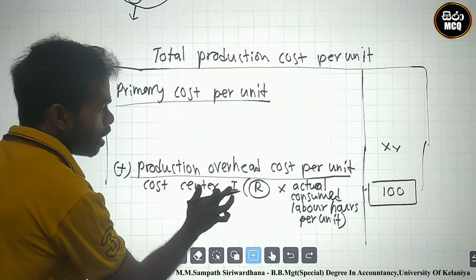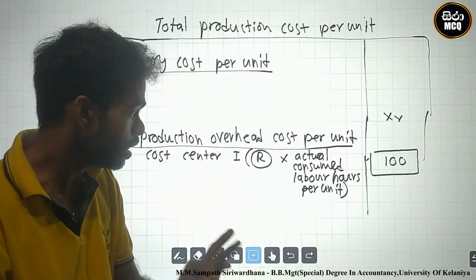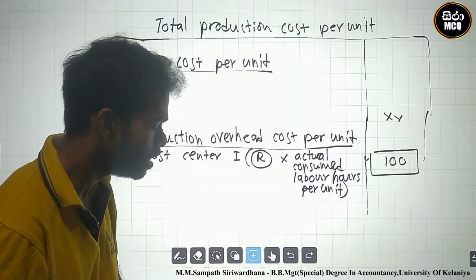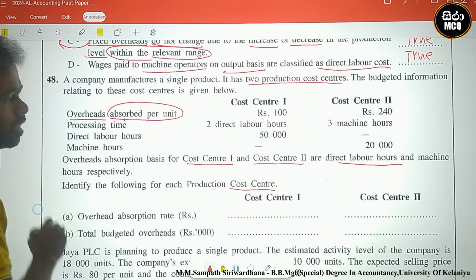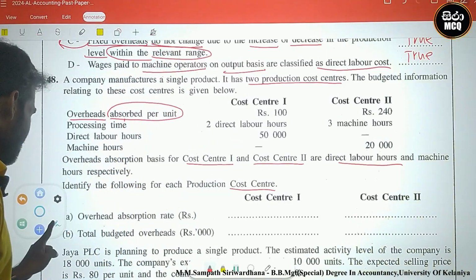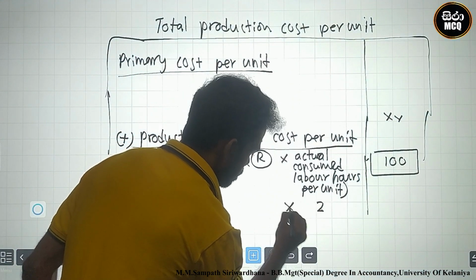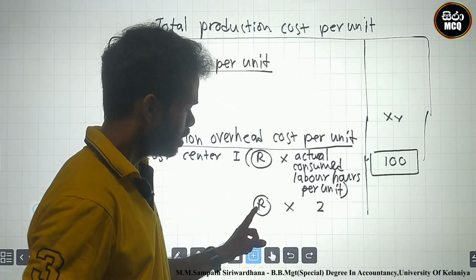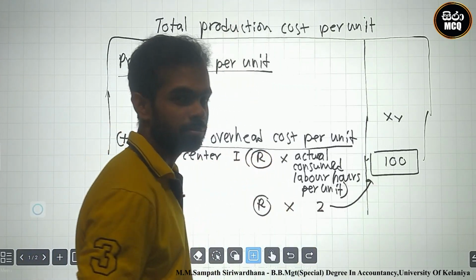Okay, look here, after that we find the rate. No, firstly we identify the absorption rate. The rate is there. The actual consumed labor hours per unit, we can identify for cost center 1. What is that? Look here: processing time, 2 direct labor hours consumed. At that point, 2 direct labor hours means this one. This is the rate. Rate multiplied by 2, the answer is 100.